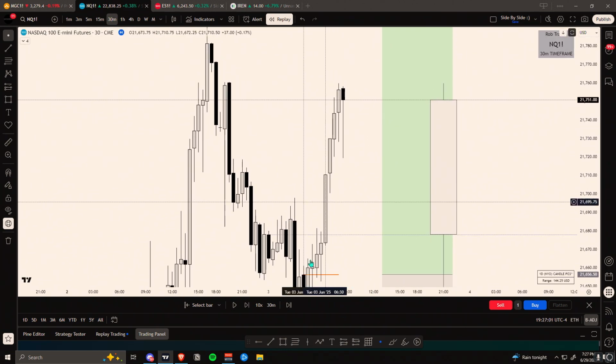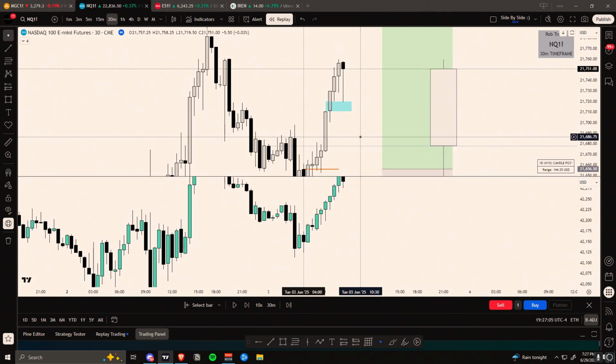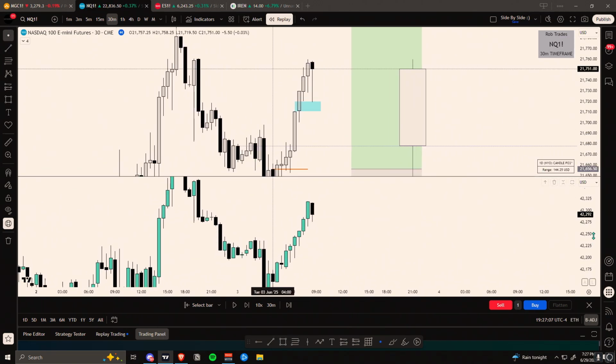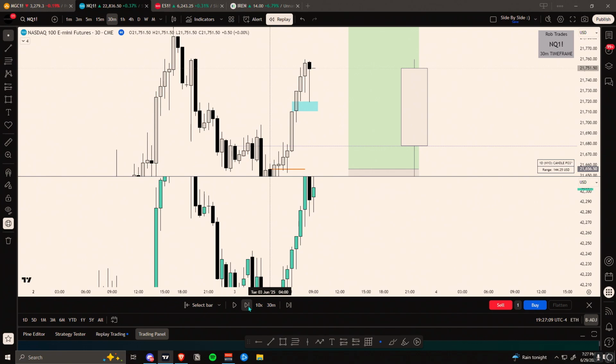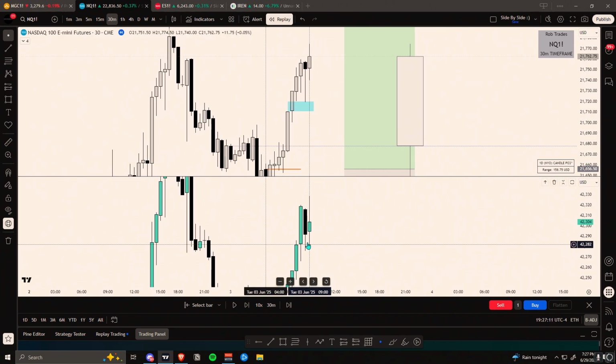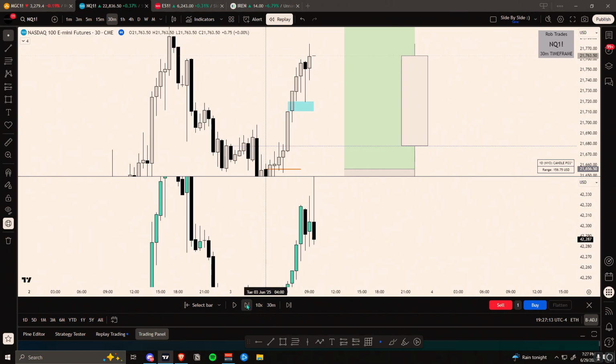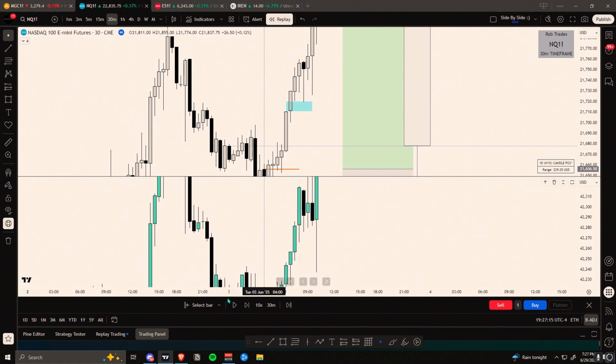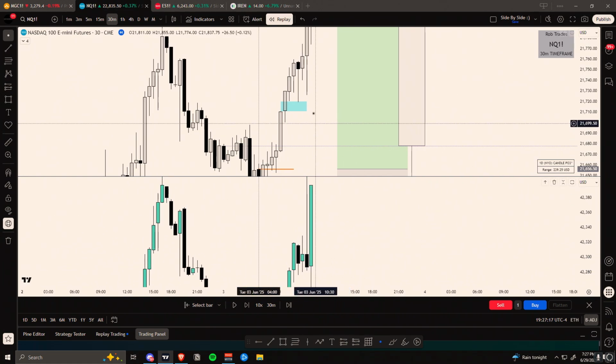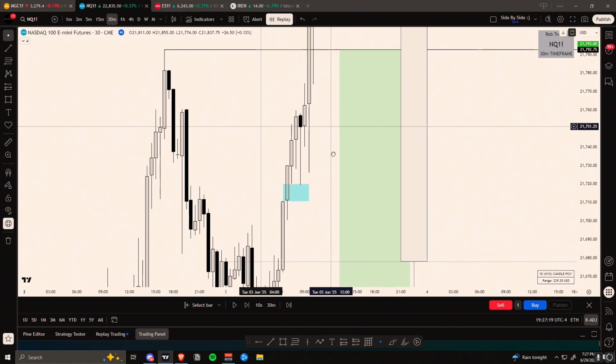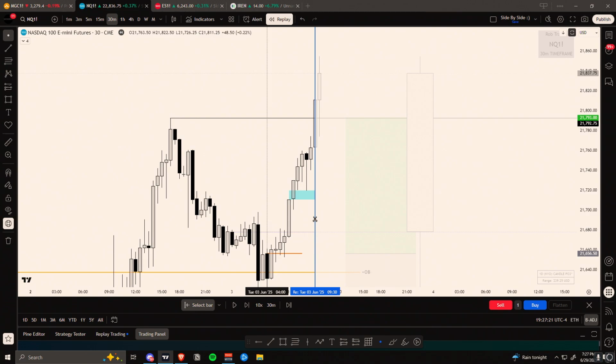So what does price do? Rebalance a 30-minute fair value gap. Barely. And I believe there was SMT here as well. Again. So now we have double SMT. Yeah, so later YM comes down. But we can go into the lower time frame here.